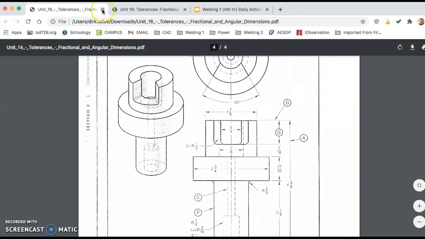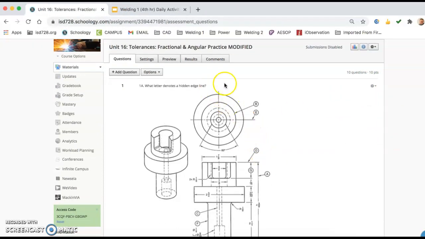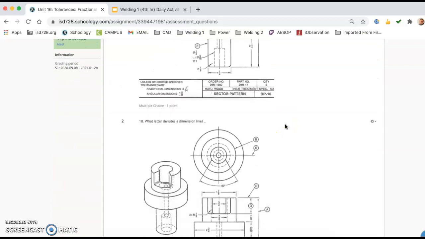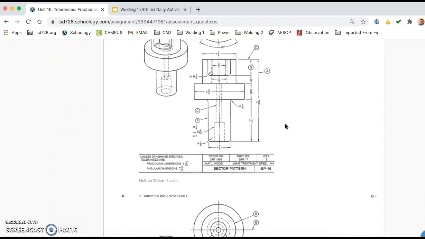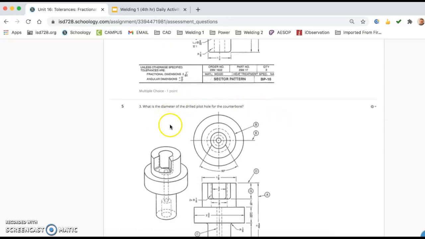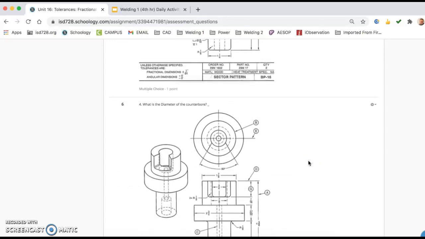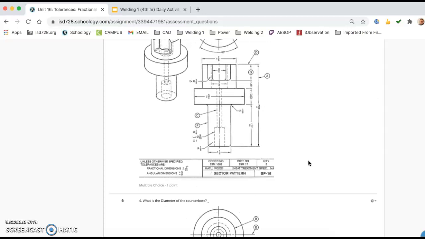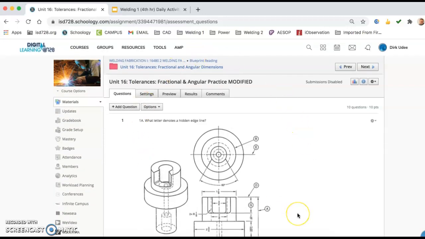This blueprint assignment is going to be a total of 10 questions. So as I scroll through here, they're going to ask you about what's a hidden edge, what's a dimension line, extension line, figure out size G, what's the diameter of the pilot hole drilled for the counterbore, what's the diameter of the counterbore, so on and so forth. So this is going to be review for you because we've done this type of work previously.